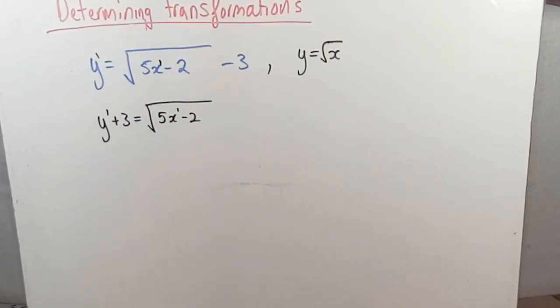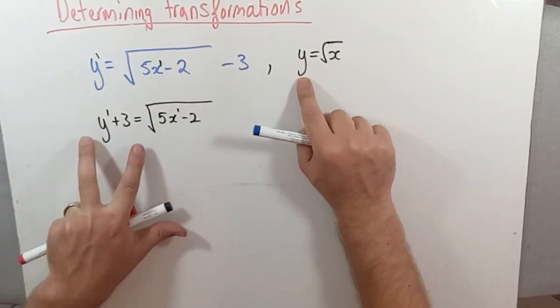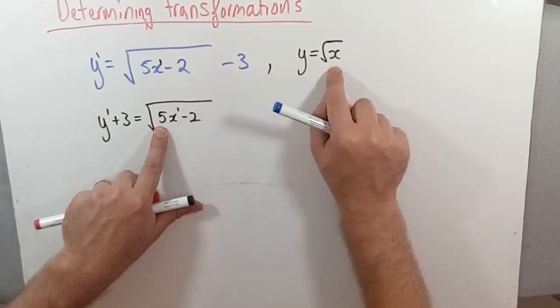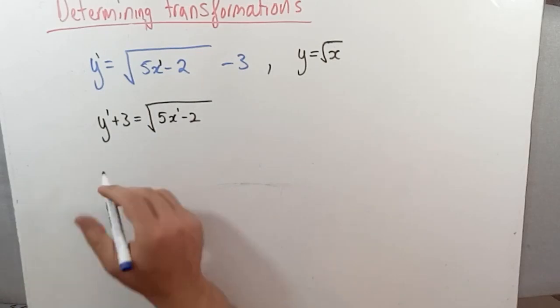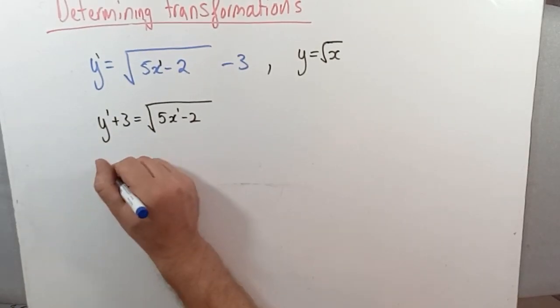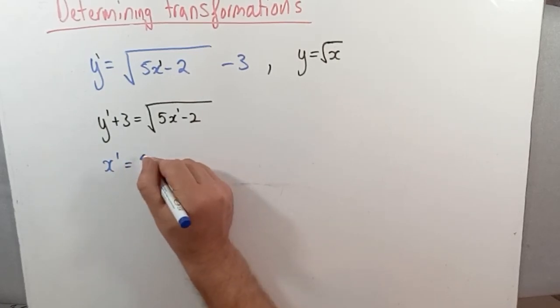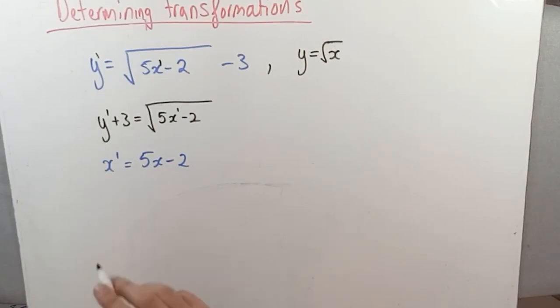Okay, so that means, if I'm looking at this, what did we do? For the y's here, we replaced it with y image plus 3, and for the x under the bracket here, we replaced that with 5x image minus 2. So we could write down that as our x image was 5 of the original x minus 2.